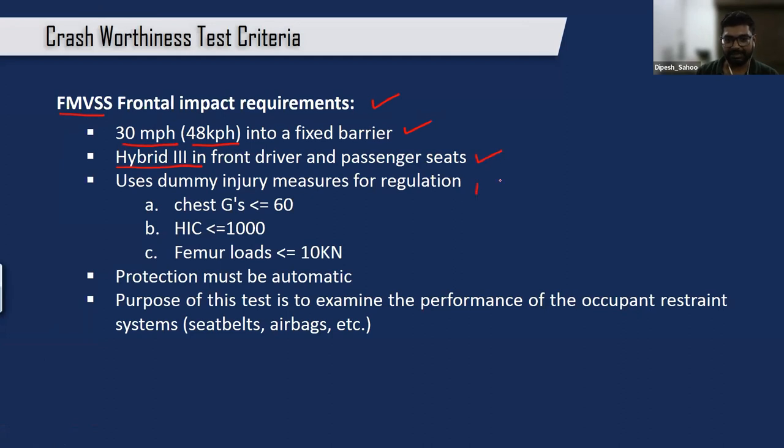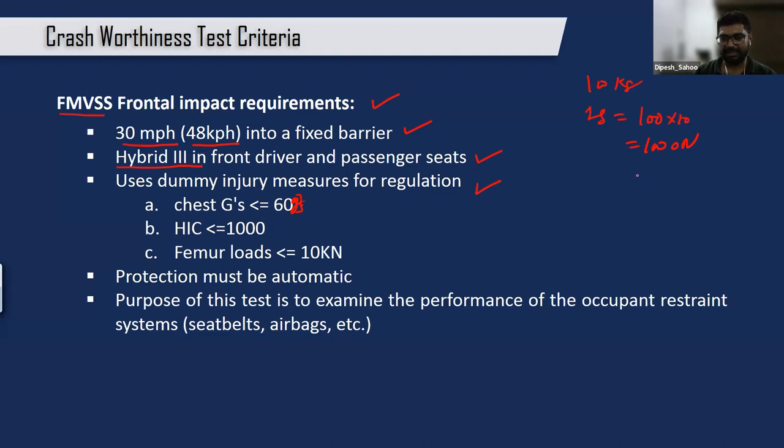Dummy injuries are used. You can say chest: these are the threshold accelerations. The chest portion should not exceed 60G. 60G means, if the mass of the passenger is, let's say, 100 kilos, then 1G is equal to 100 times 10, which is 1000 newtons.